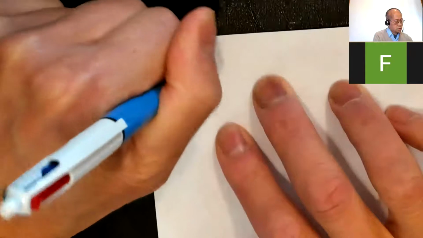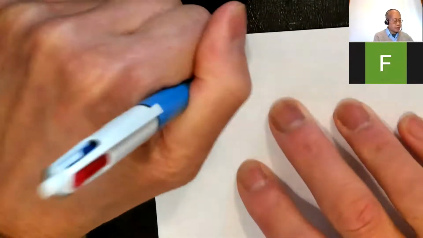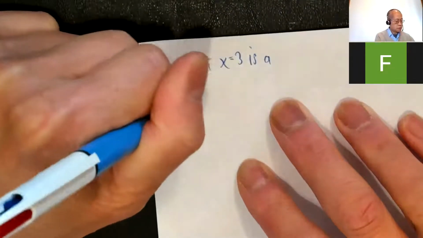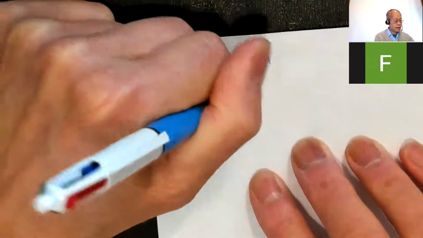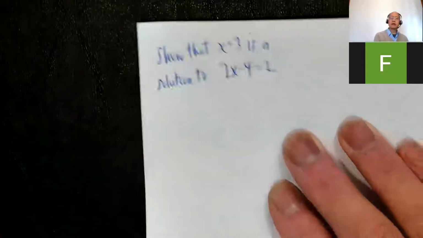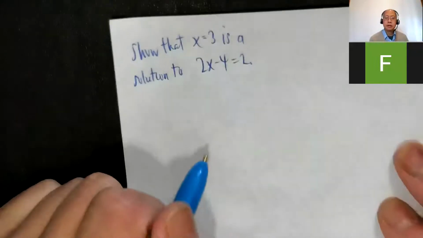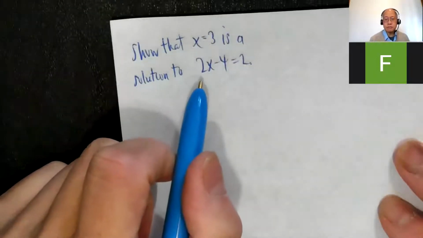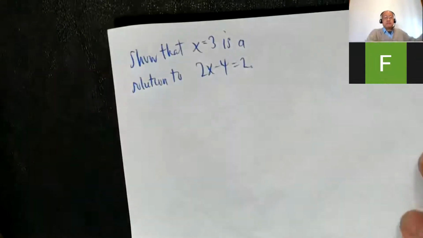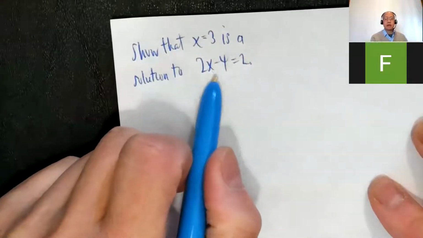By analogy, suppose I just said, show that x equals 3 is a solution to 2x minus 4 equals 2. In your Algebra 1 class, we're not even talking about solving it yet. Just say, show that this works. You might say, where did you get that from? I don't know, just plug it in and it works. So I don't know how you did it.